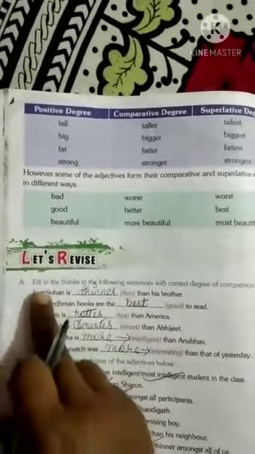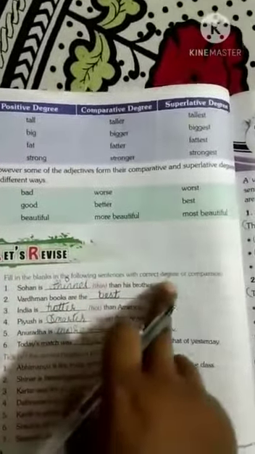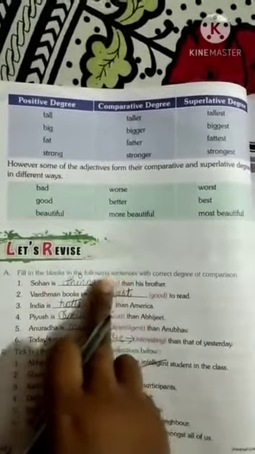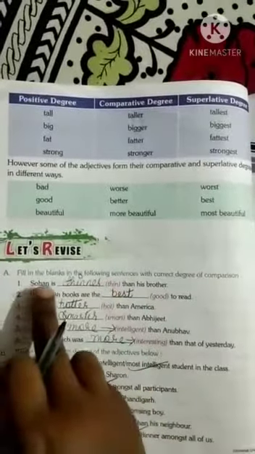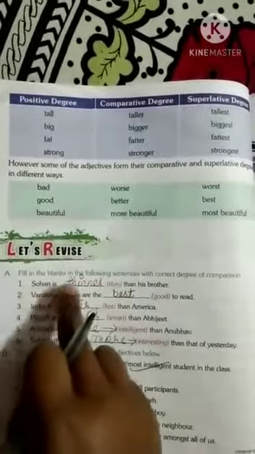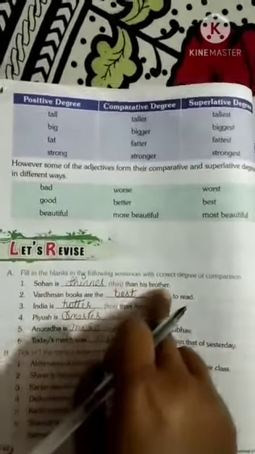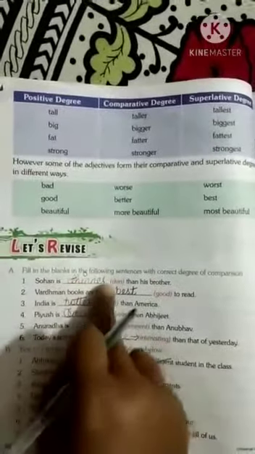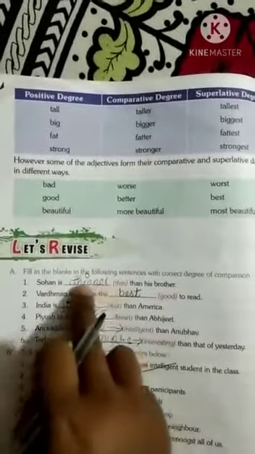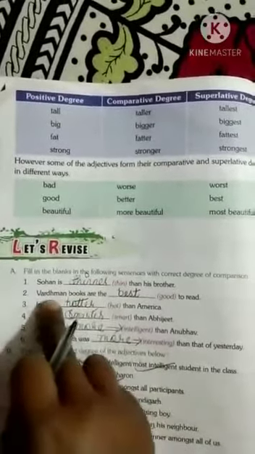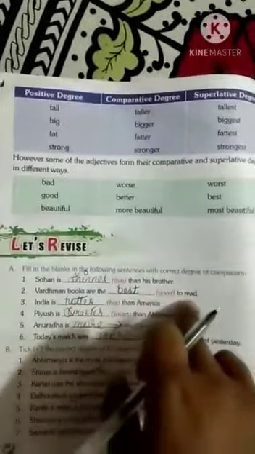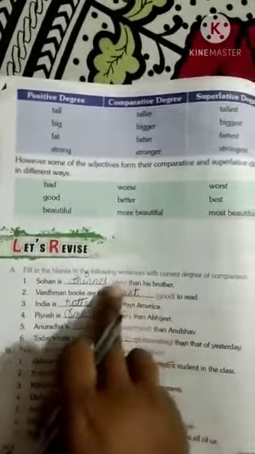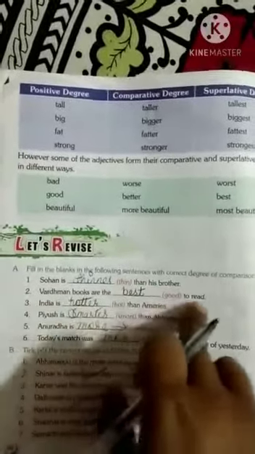In this, fill in the blanks in the following sentences with correct degrees of comparison. Sohan is, thin, the word is given in the bracket. You have to change it into comparative or superlative. So Sohan is thinner than his brother, because there is a comparison between Sohan and his brother, so it will be changed into comparative, thinner. Next is Vardhaman books are the, good, to read. So good's third form, superlative, is best. So Vardhaman books are the best to read.